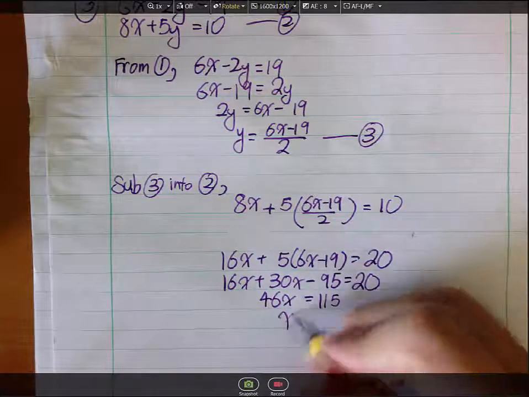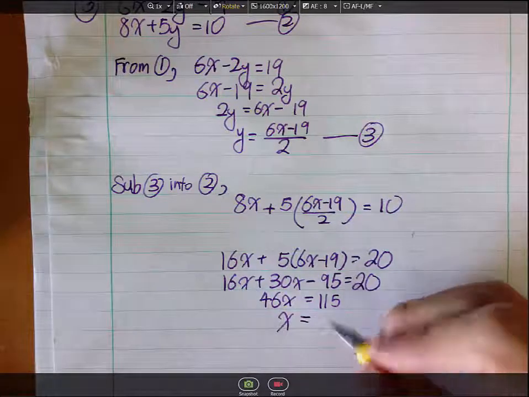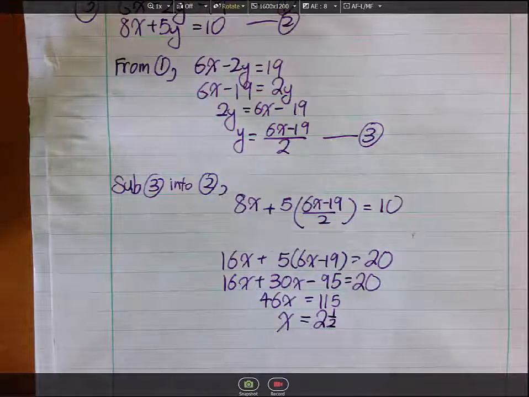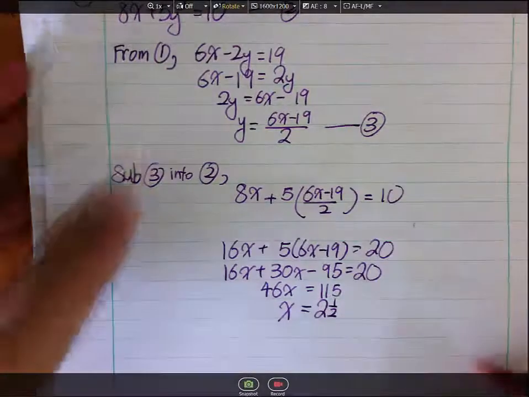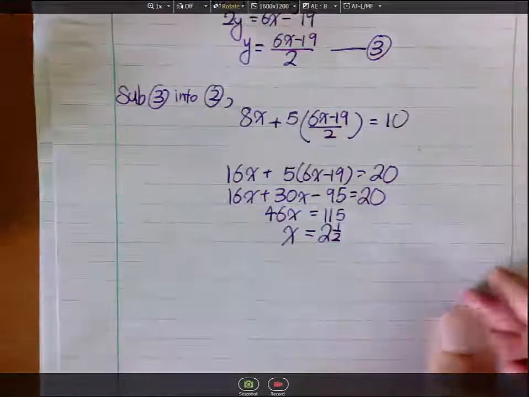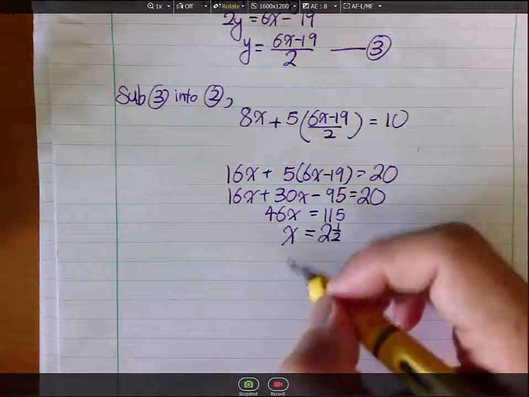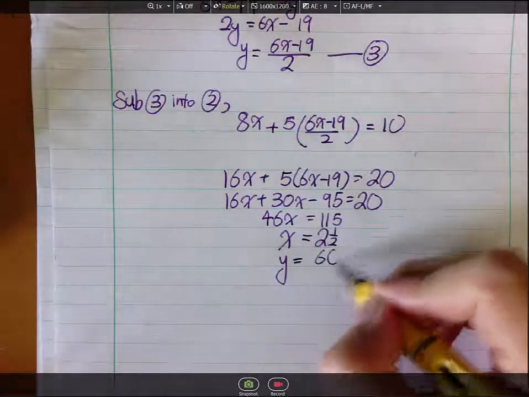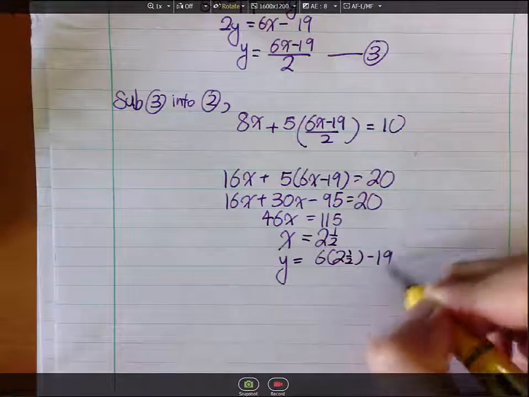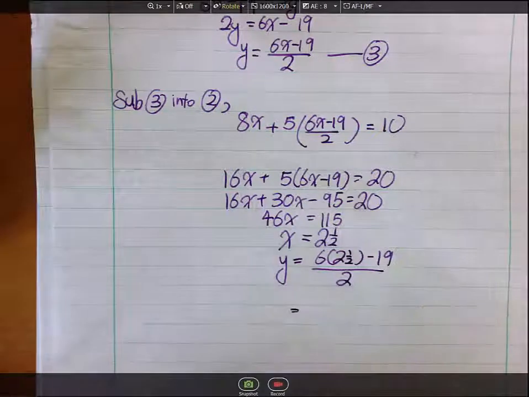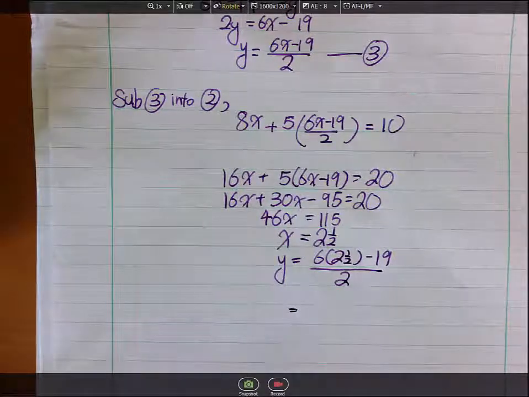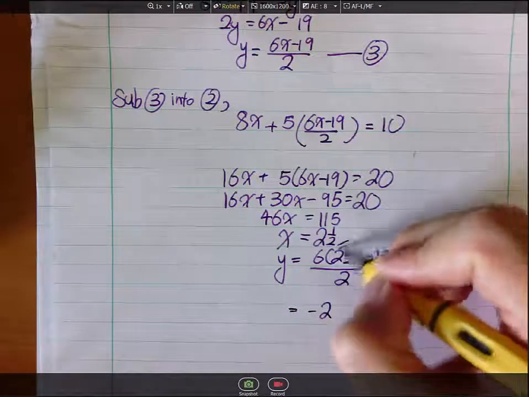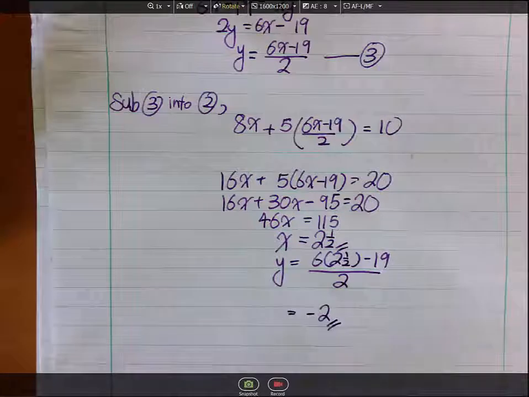Then dividing both sides by 46, 115 divided by 46 gives me 2.5. Then don't forget that we have to have a pair of solutions. So we have x is 2.5. So y we can work from here: 6 times 2.5 minus 19, over 2. Just key all of this into your calculator. You get the y value is equals to -2. So when x is 2.5, y is equals to -2.